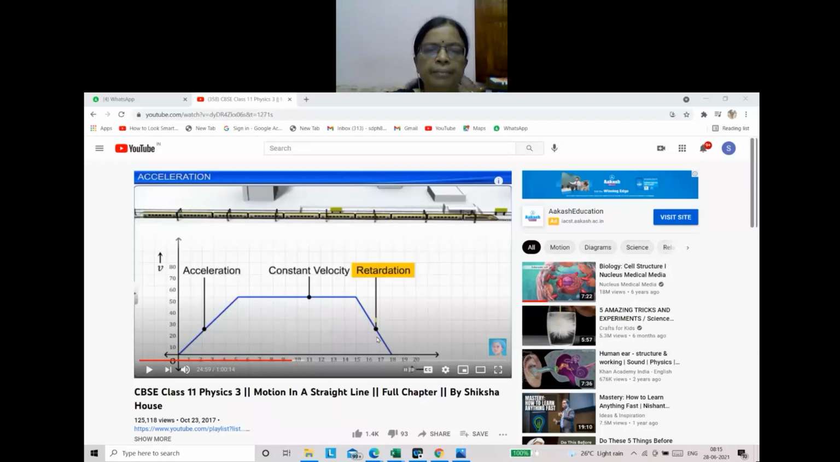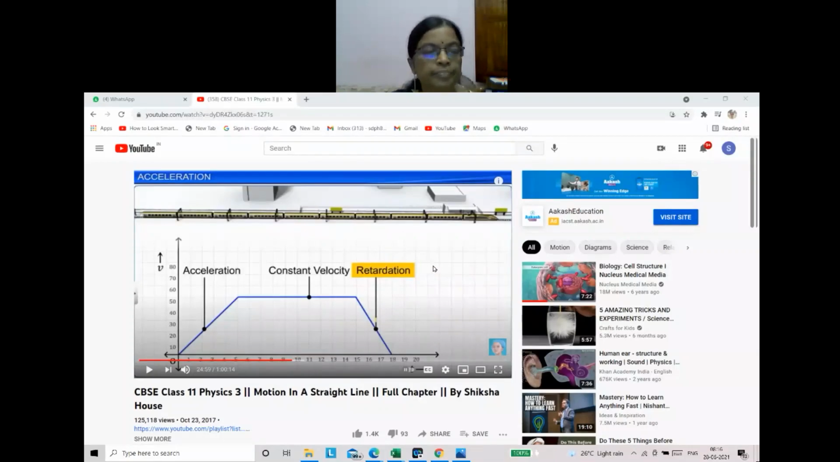Then what happened, children? What does this part of the curve show? Velocity is decreasing. Velocity is decreasing from 50, but that also is uniform. 50, then at 16 seconds it is 30, 50, 40, 30, like that it is decreasing. The decrease is also uniform. Then it becomes 0 here. It reached the station. So its velocity decreased and at last it becomes 0.